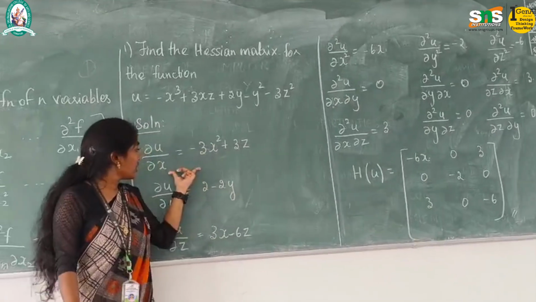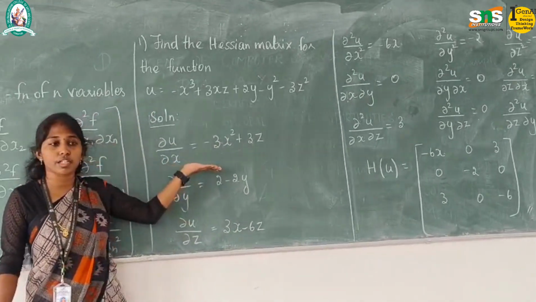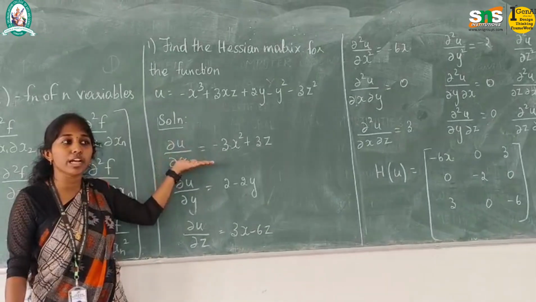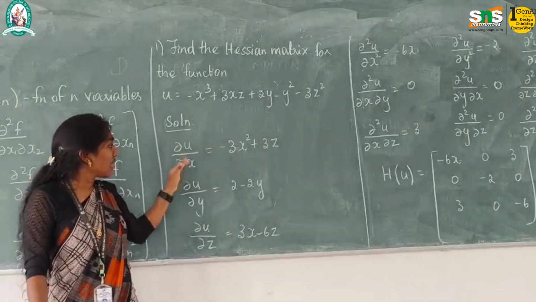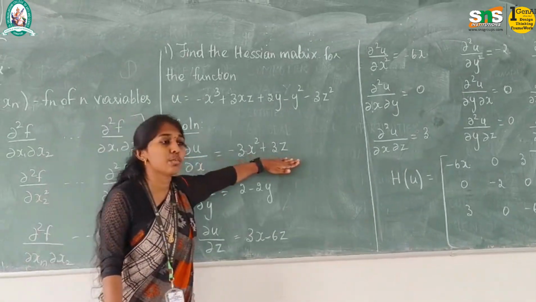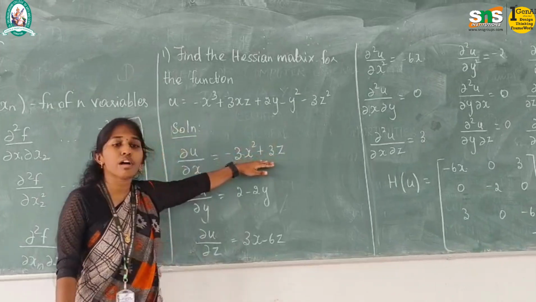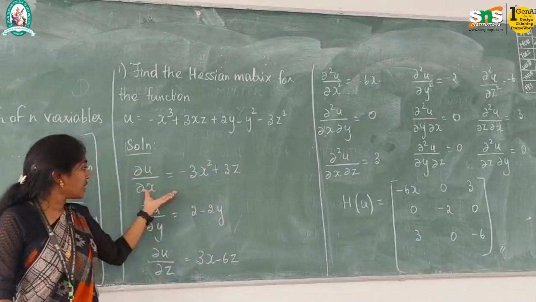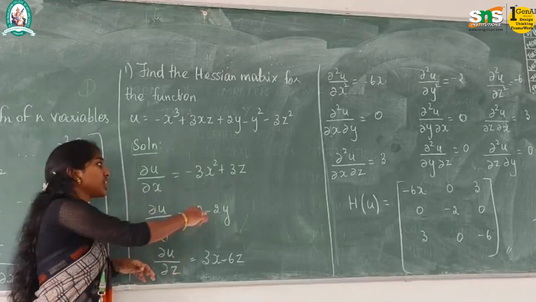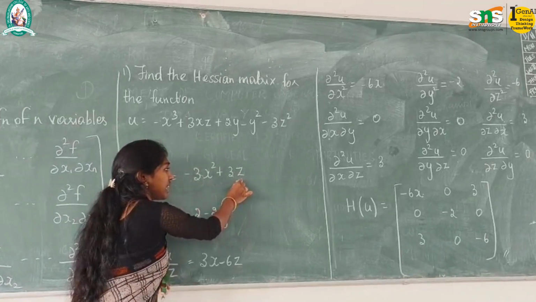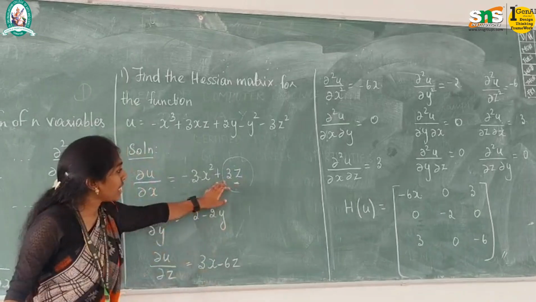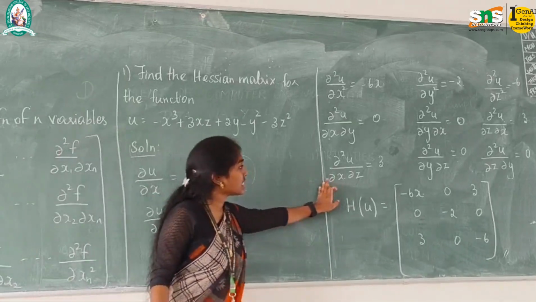Next we differentiate the same value with respect to y, that is dou square u by dou x into dou y. Here no y values are there, so we get an answer as 0. Next we differentiate this value with respect to z. Here z is present in 3z, so while differentiating 3z, I get an answer as 3.